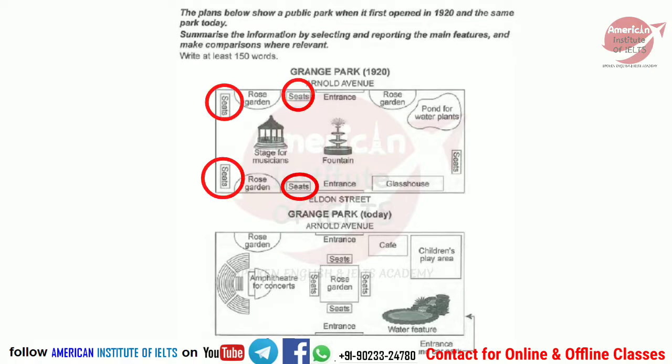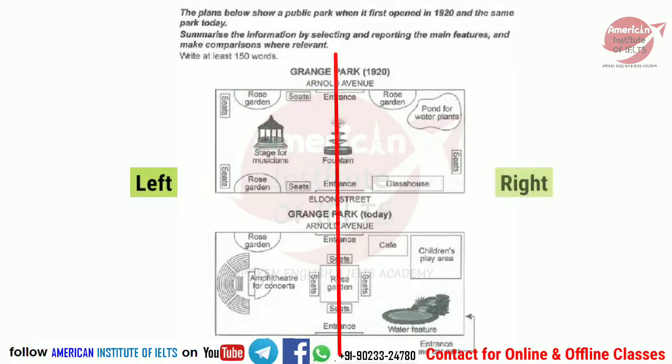Now if we broadly divide this park into two sides, left and right: on the left we have 4 sitting arrangements and 2 rose gardens, one on the top of the stage and one at the bottom of the stage. Towards the right there used to be only one rose garden. Then in the upper right corner, a pond for water plants, then a seat arrangement almost towards the lower corner, and a glass house next to the entrance at the right.